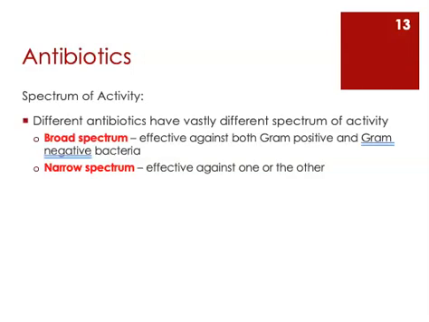Now, when we talk about the antibiotics and really the antimicrobials as a group, one of the ways that we can break them up is to talk about their spectrum of activity. And all that refers to is their effectiveness against gram-positive versus gram-negative organisms. So, broad-spectrum antibiotics, in fact, broad-spectrum antimicrobials, are effective against both types of bacteria, both gram-positive bacteria and gram-negative bacteria. They have a broad spectrum of activity. In comparison, narrow spectrum drugs are effective against one or the other. There are some narrow spectrum antimicrobials that are effective against gram-negatives, and there are others that are effective against gram-positives.